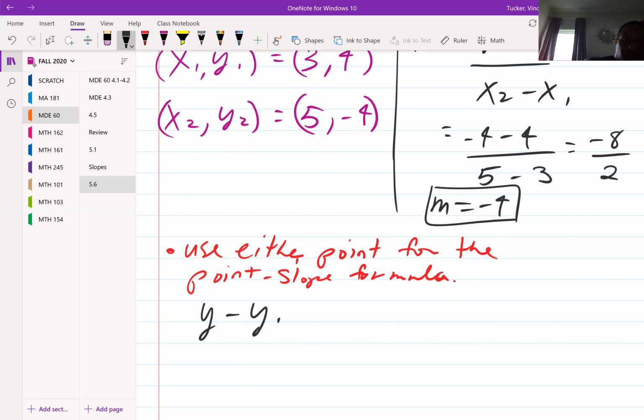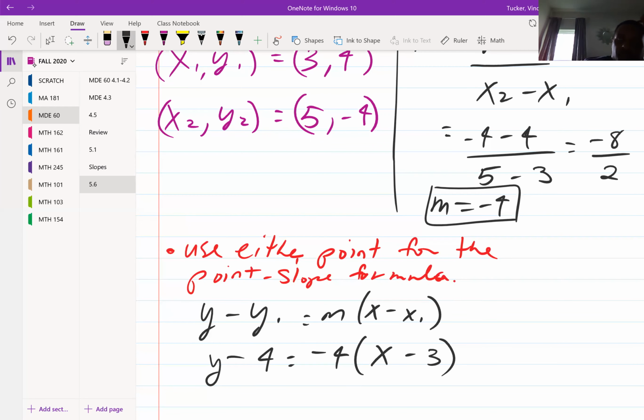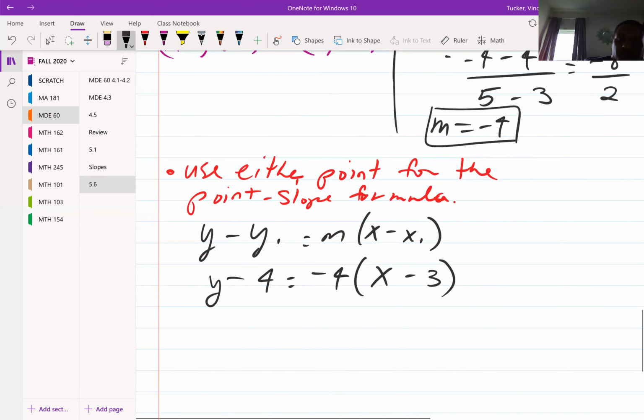So going back to the formula, y minus y1 equals m times x minus x1. I would just go ahead and use x1, y1 since we've already labeled it x1, y1. But once again, it does not matter. You'll still get the same line. So y1 is 4. M is -4. X1 is 3. All right. Distribute -4.